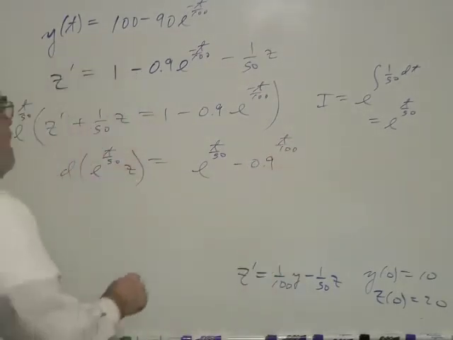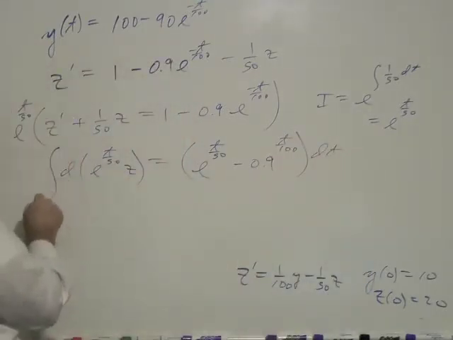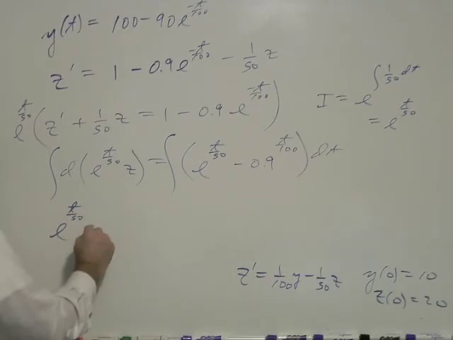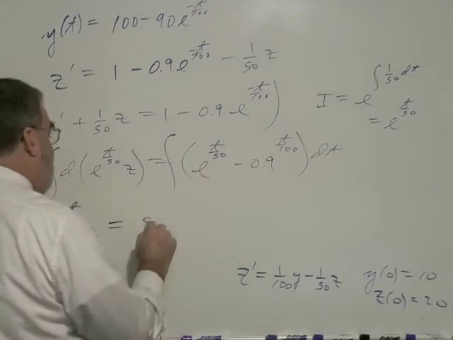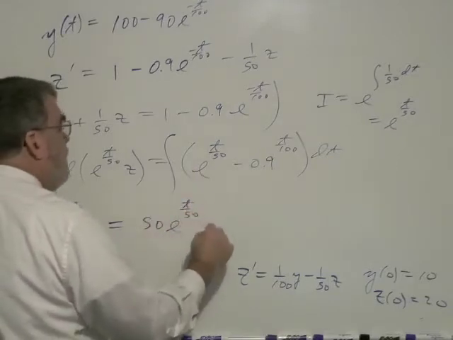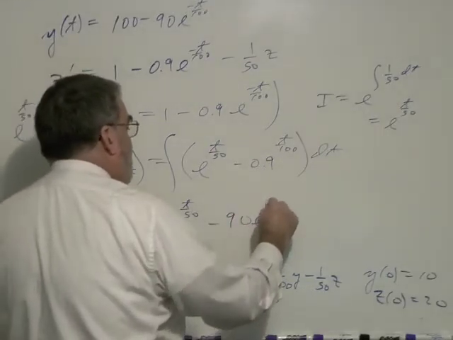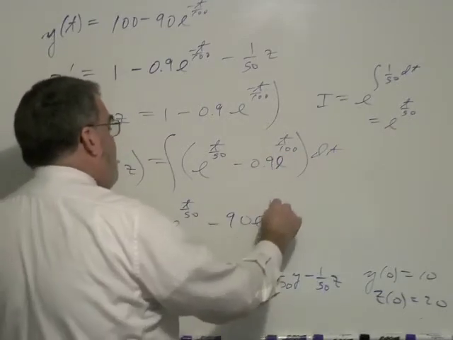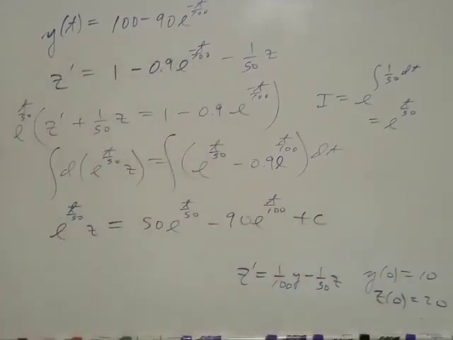There we go. And dt. So let's integrate all this stuff, and we'll end up with e to the t over 50 z equals, integrate this, we'll have 50 e to the t over 50 minus 90 e to the t over 100 plus the constant. I forgot to write my e in there, sorry about that, make sure you put an e in there in your notes. There we go. So we're getting close to solving for z.